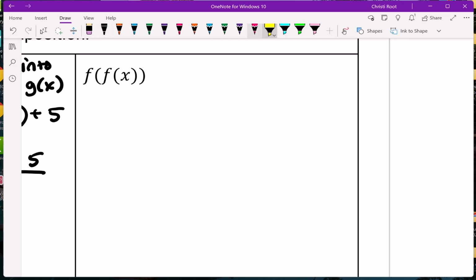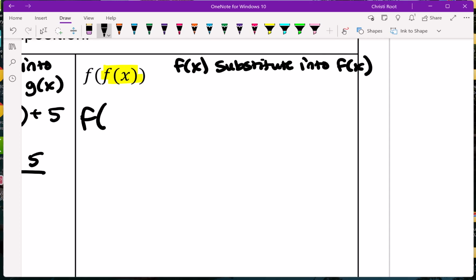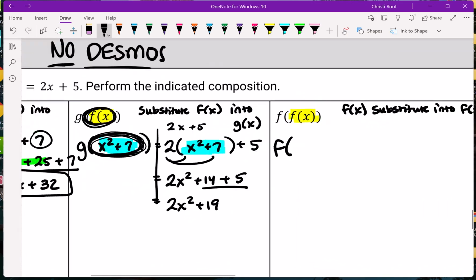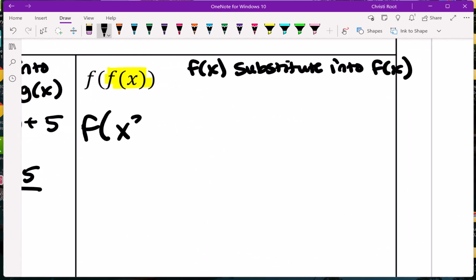Okay, f of x. You have to take f of x and substitute into f of x. You're taking f of x and substituting into itself. How do I know that? Because it literally says f of x. So what is f of x? That is x squared plus 7. So I'm going to put x squared plus 7.